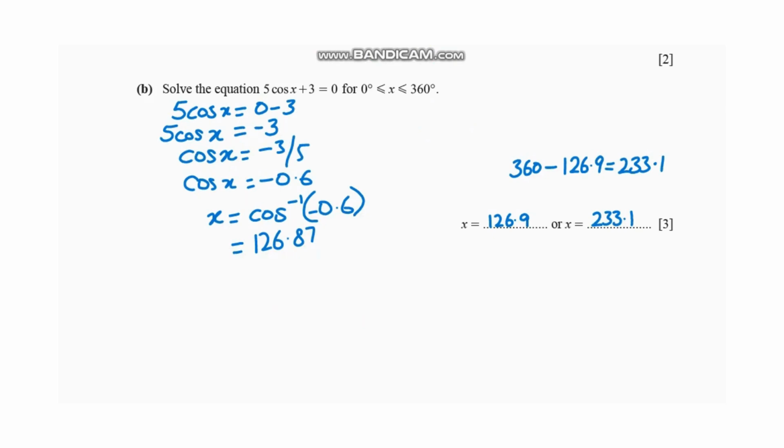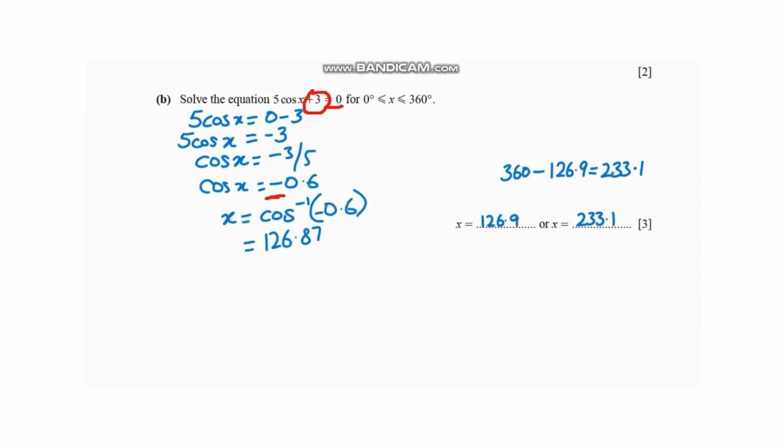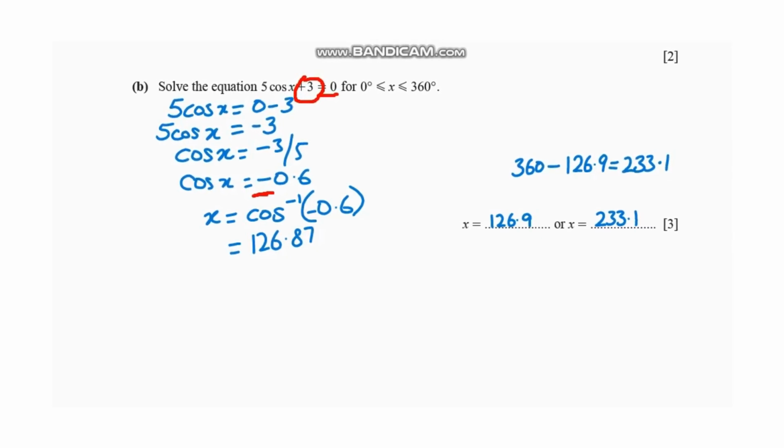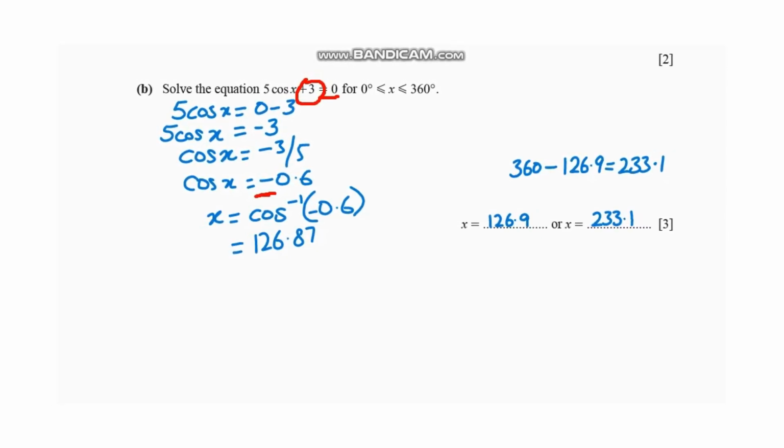Part B states solve the equation 5 cos x plus 3 is equal to 0. First we will move plus 3 to the right side, which will be minus 3. So we write 0 minus 3 will be minus 3. Then we will divide 5 cos x by 5 and it will be minus 3 divided by 5. That will be negative 0.6. Then we will move cos from the left side to the right side. That will be cos inverse of minus 0.6 and the answer will be 126.87.